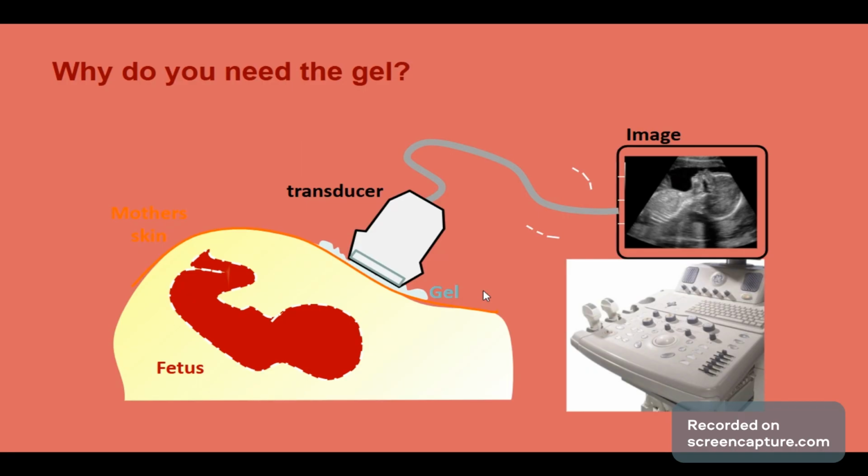And so putting the gel here allows us to transmit a signal from the transducer through the gel, through the mother's skin, and not even notice that there's a change in density going from gel to the mother's skin. And that allows the signal to just keep going through and not get reflected back at the skin barrier. That way, most of the signal goes straight through, bounces off the fetus, and we can actually get an image of what we want, which in this case is the fetus.